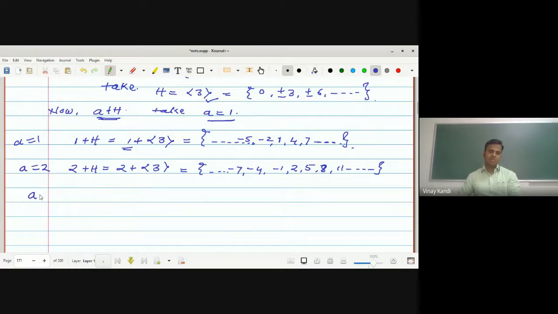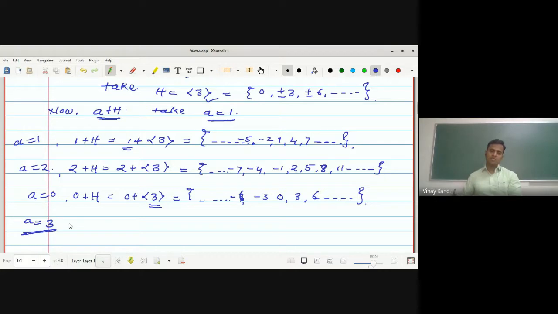Now take a = 0. Then 0 + H = 0 + the subgroup generated by 3, which is obtained by adding 0 to each and every element in H. 0 + 0 = 0, 3 + 0 = 3, and so on: 3, 6, 9. Here, as it is, minus 3, minus 6, and so on. Now take a = 3.